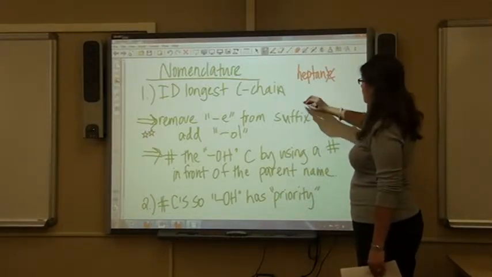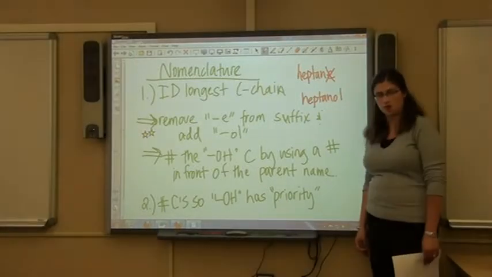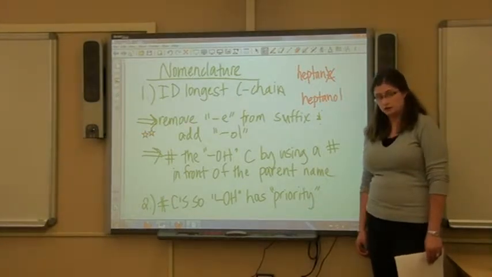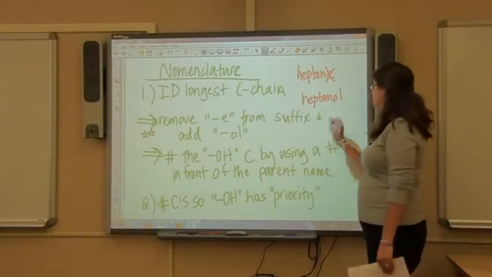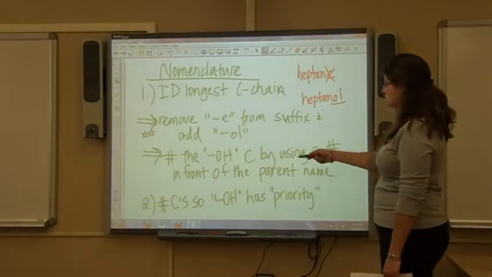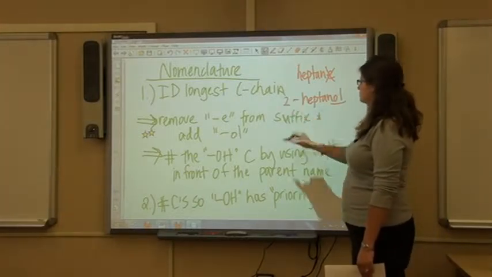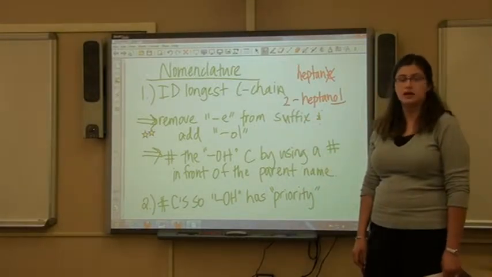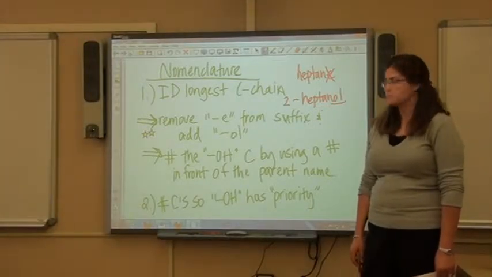So I'm going to take this E off and write heptanol. OL is what signifies that you have an alcohol functional group. Okay, then what we have to do is to number the OH carbon by using a number in front of the parent name. Something like this, where you have 2-heptanol. That 2 is signifying that you have an alcohol group on the 2 carbon.